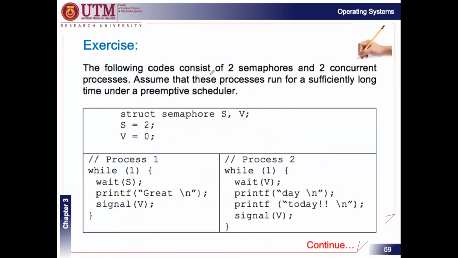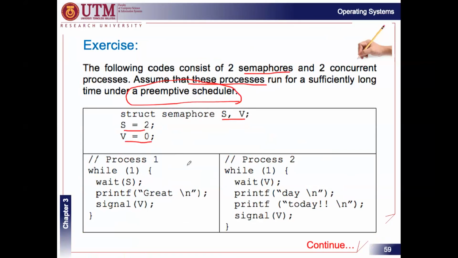And then these are the exercises. I hope you can go through the exercises. I will not explain them, but I'll just go through this. The following code consists of 2 semaphores and 2 concurrent processes. Assume that these processes run for a sufficiently long time under a preemptive scheduler. Preemptive means an interrupt scheduler. This is the struct semaphore and these are the variable names. We have S and B with initial values.